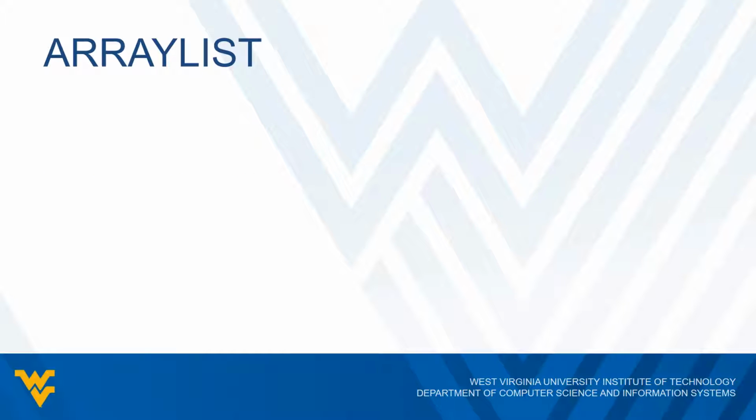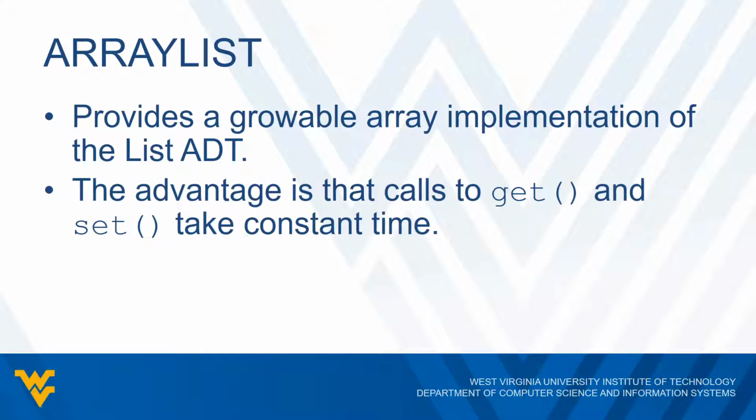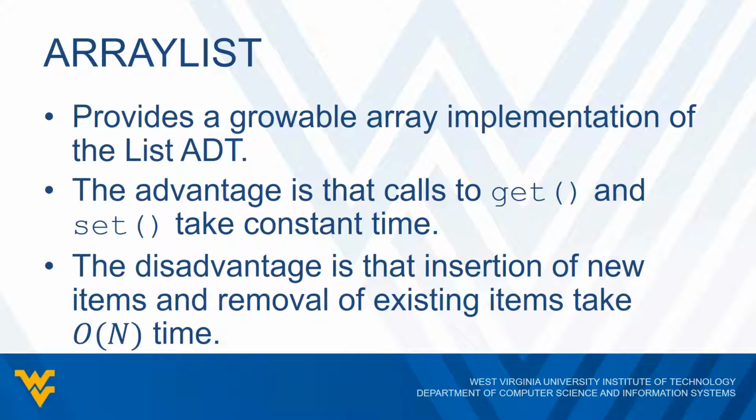With the array list approach, it actually gives us a growable array implementation of our list. So if we need to increase the capacity of our list, we can do so. And what's nice about using the array list implementation is that the calls to get and set take constant time. This is because we can directly access the elements in the array. The problem with this implementation is that if we try to insert or remove items, they're going to take O of n time because we have to go through the entire list to move things around. So they are a bit more expensive.